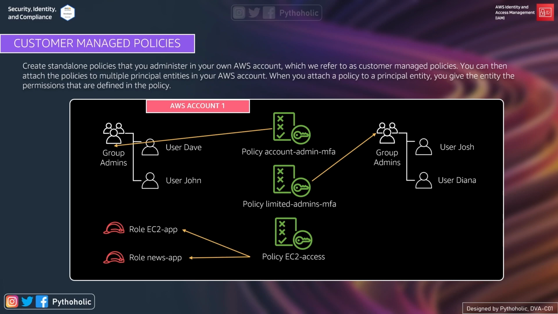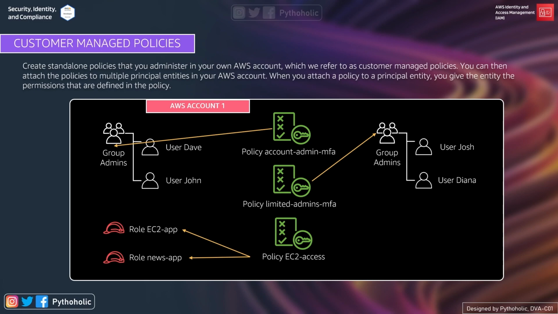AWS managed policies are created, managed and administered by AWS, whereas customer managed policies are created by us and administered by us for our own AWS account. We create the policies for our AWS account. And if you can see here, we have 3 customer managed policies: account admin MFA, limited admins MFA, and EC2 access. These policies are created by us for our own account and thus can be attached to users, groups, and roles in the account, similar to what we have for the AWS managed policies.